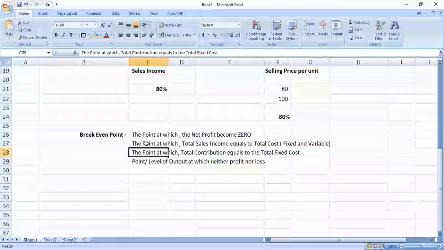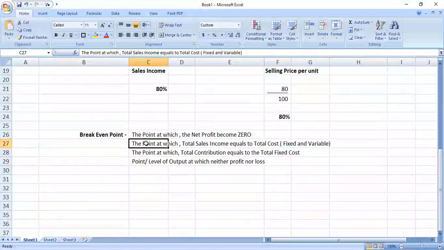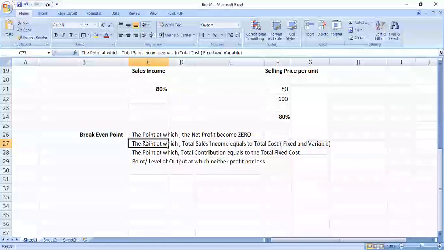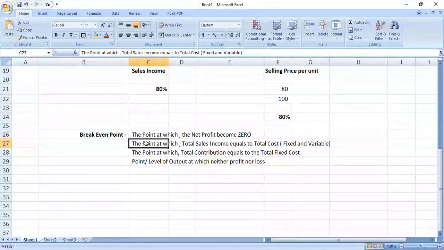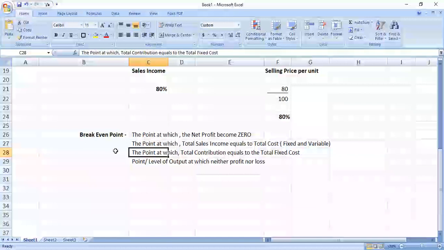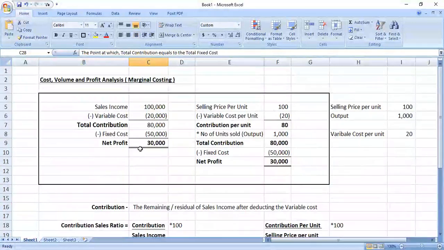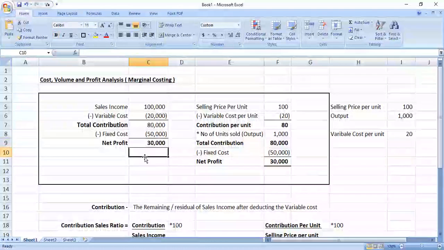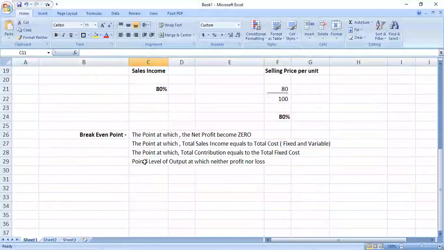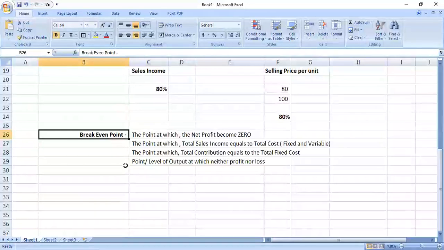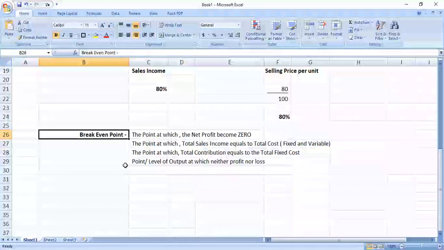And it's actually your total income equaling what? Your total cost, right? And your total contribution is equaling total fixed cost. Then only you can get a net profit of 0, right? So why do we want to calculate the break even point? Why do we have to see at which point our total income equals our total cost, or at which point our profit becomes 0?